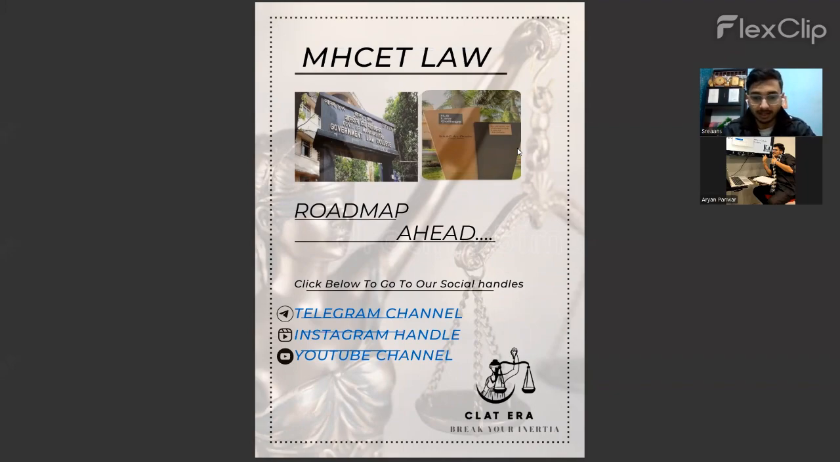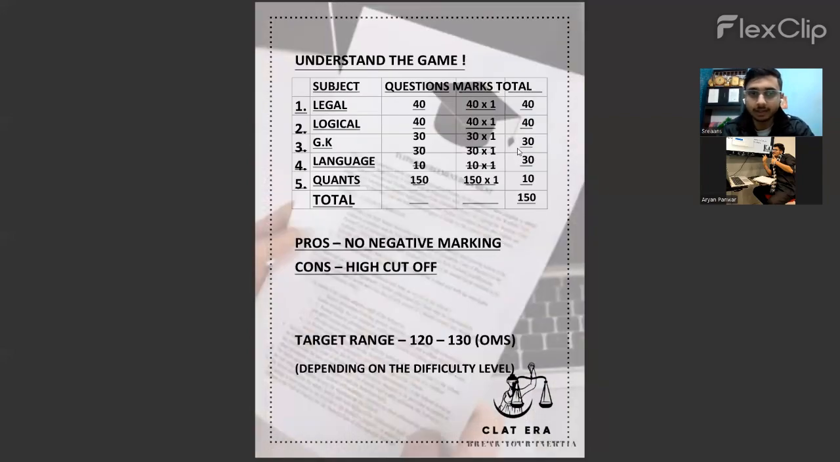So everyone, we will be starting with the MHS strategy video. तो पहला let's look into कि what is the game. किसी भी गेम को जीतने से पहले we need to understand. So I hope you all must be aware about the pattern and the syllabus, the basic things. Let's decode it further. So there are 5 sections. तो पांचों सेक्शंस में लीगल कंटेंट 40, लॉजिकल 40, जीके 30, लैंग्वेज 30 एंड क्वांट्स 10. It makes a total of 150 questions, 1 mark for each question. So yes, it's 150 marks.